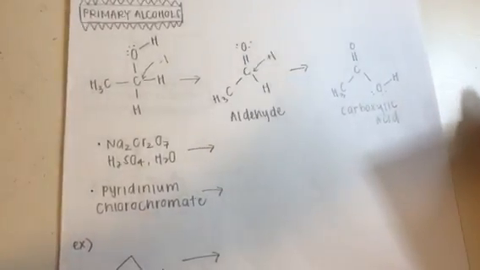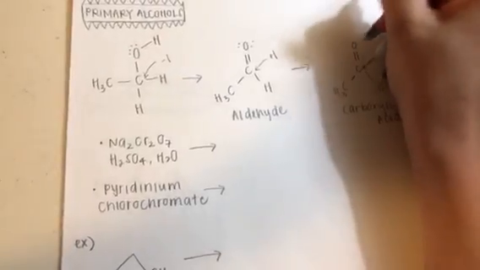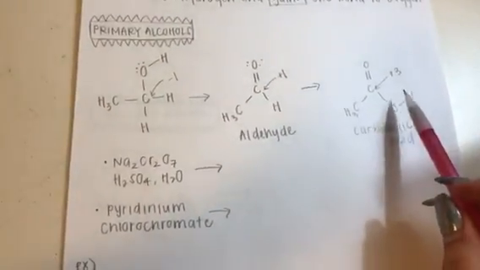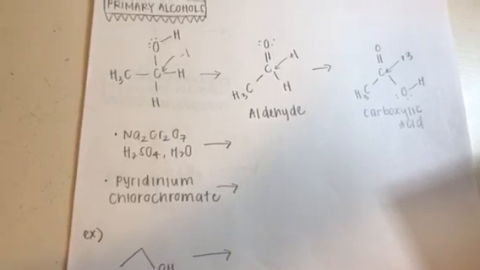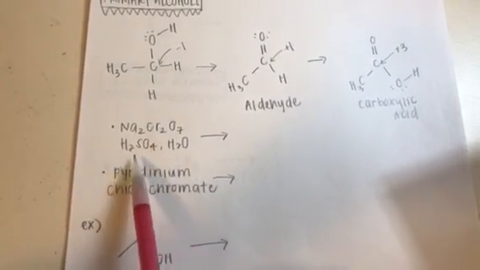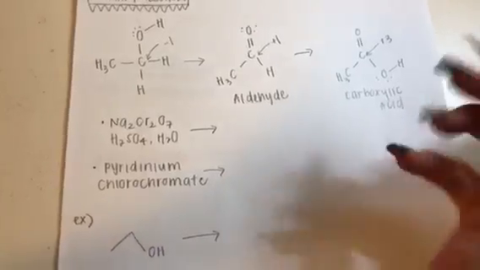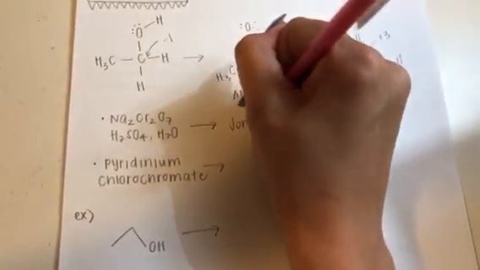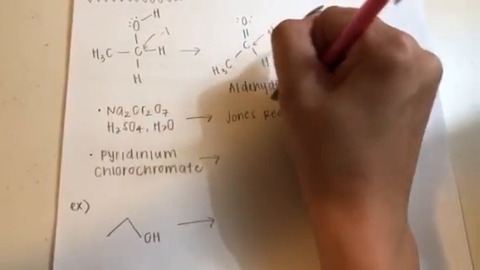Again, we can look at the oxidation state of our alpha carbon, which is here, and we can see that it's a +3 charge now, which means that it got oxidized again. This type of reaction would occur when we're using Na2Cr2O7, H2SO4, and water, and we know this as the Jones reagent.